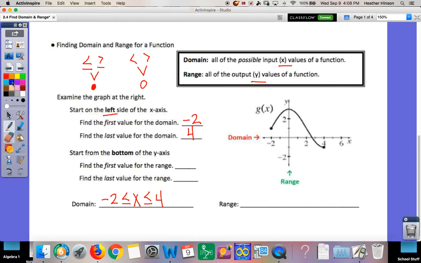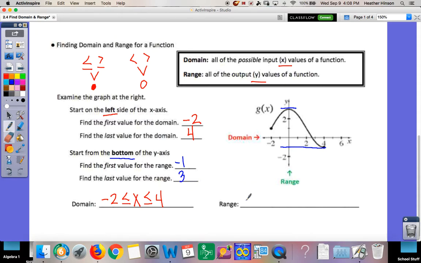Okay, for range, we're going to do the same thing, but we're going to start at the bottom. So at the bottom, the very bottom point, I'm going to drag it over to the y-axis. That one hits at -1. The last value is going to be at the top. Again, you have to go to the very top. Don't stop at that point. Go to the very top of your graph. That one hits your y-axis at 3.